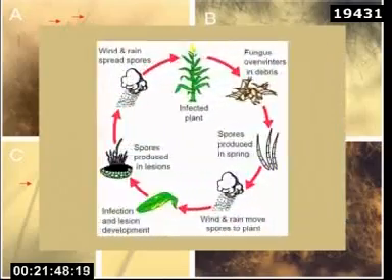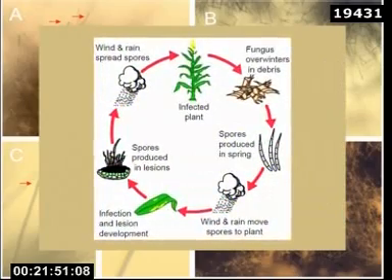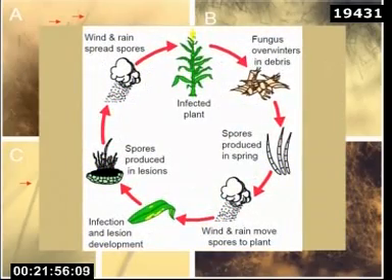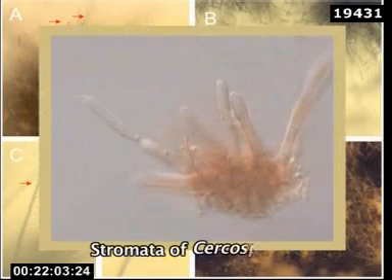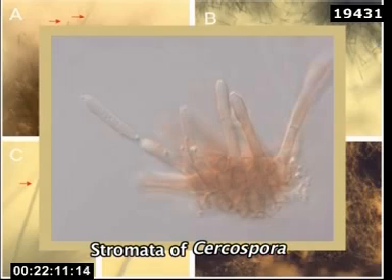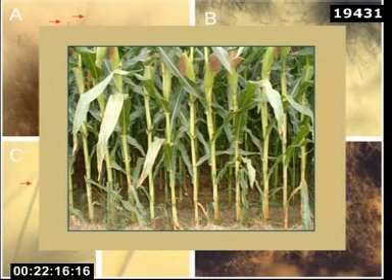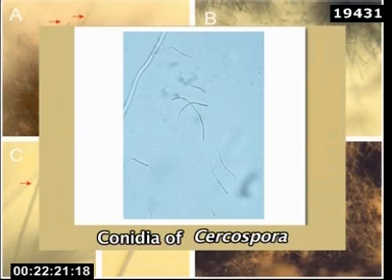Now, disease cycle of this pathogen. Cercospora zeae-maydis, like many other foliar fungal pathogens of corn, is a poor competitor in the soil and can survive only as long as infested corn debris is present. The fungi are host specific and overwinter as mycelium and stromata in infected maize plant debris left on the soil surface. Infested corn debris on the soil surface is the source of primary inoculum for the next corn crop.